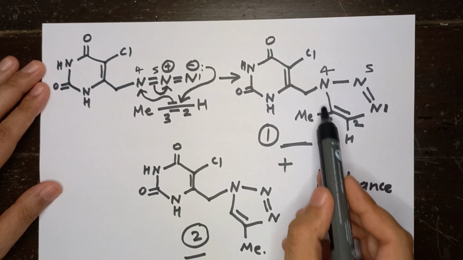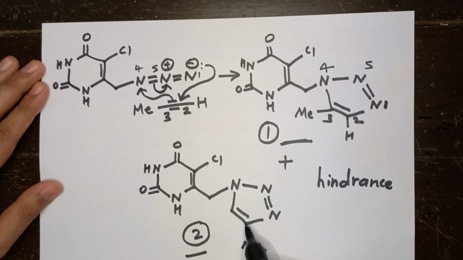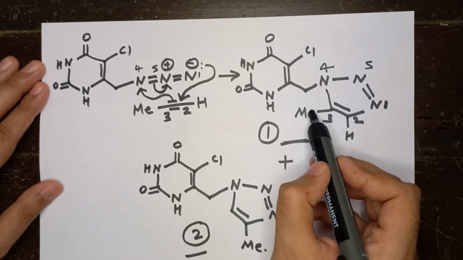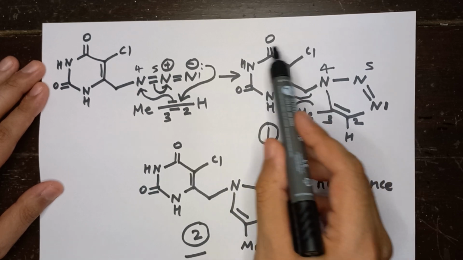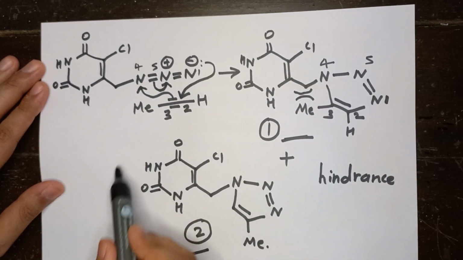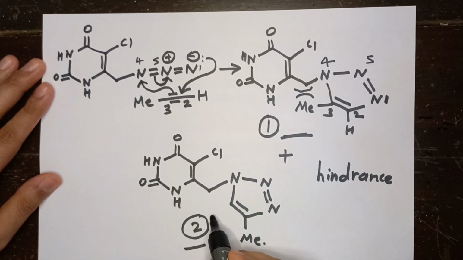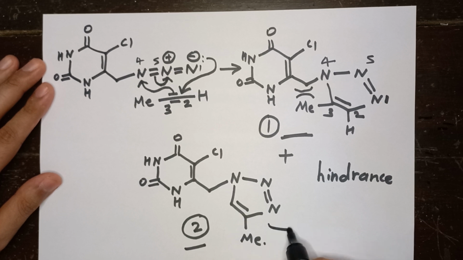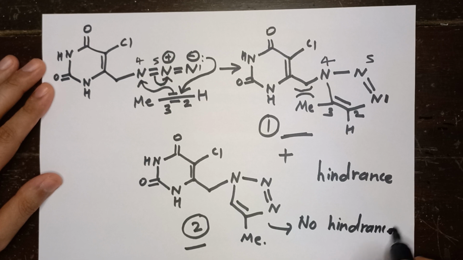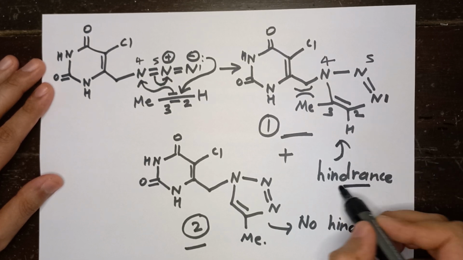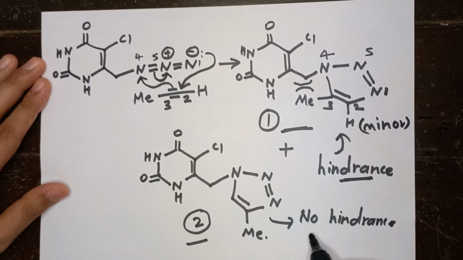So when this triazole moiety forms here, the methyl group is coming this side. But here the methyl group is coming this side. So this methyl is causing hindrance with this whole system. But look here, this whole group is sitting here and this methyl is far away, causing no hindrance to the system. So there is no hindrance to the system. But this molecule does give the hindrance, and that's why this one is the minor product and this one is the major product.